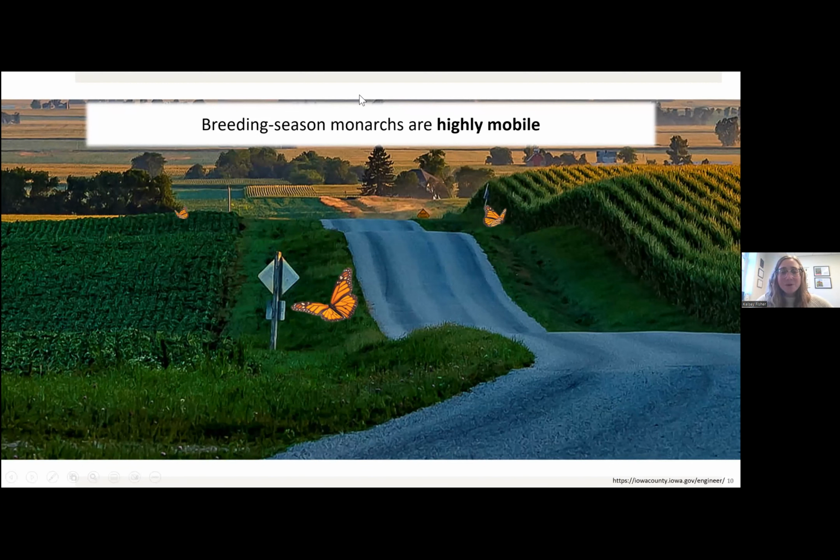So here's an example of a typical Iowa roadside that has corn on one side and soybean on the other, and roadside ditches that look pretty much like they're grass. And there might be some other stuff in there, but there's not a ton of milkweed. Some roadsides have more milkweed than this, but let's just use this as an example. So you have butterflies flying around, and hypothetically, there's one milkweed ramet on the roadside. Those monarchs are going to find that milkweed, and they're going to be able to lay their eggs on that host plant.